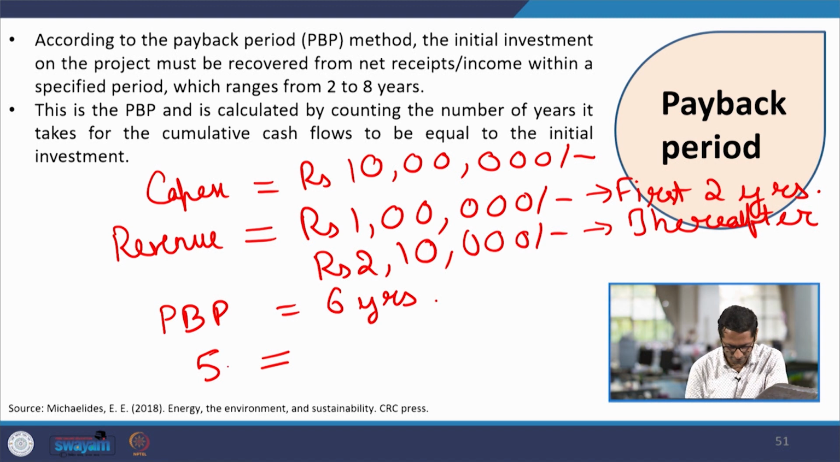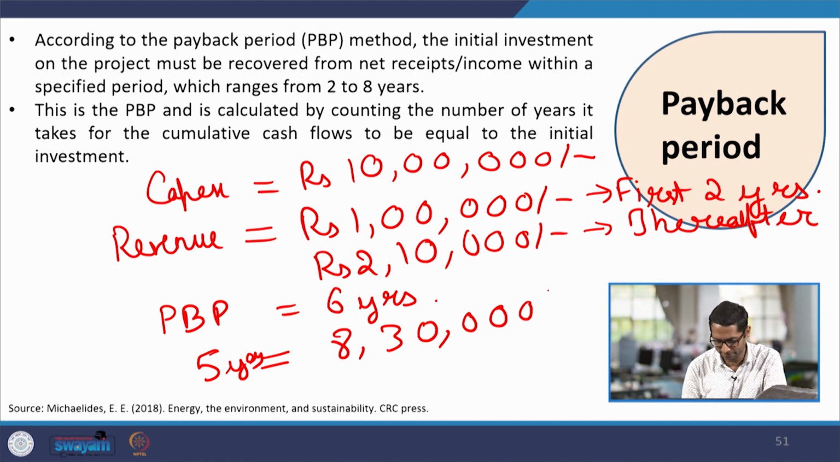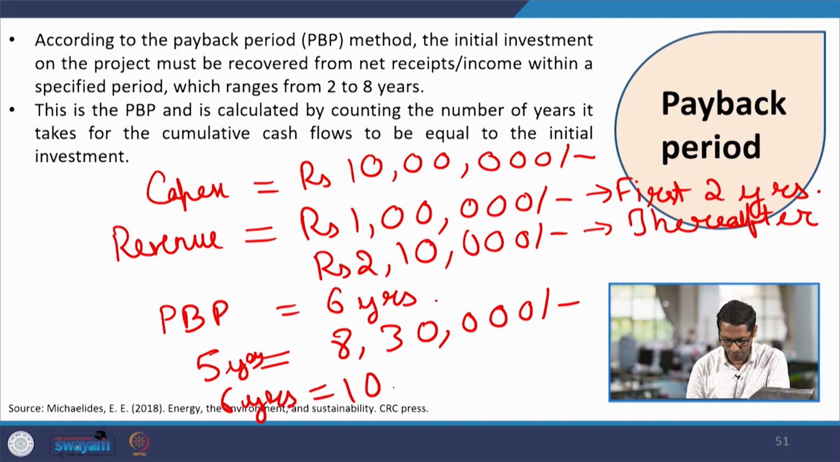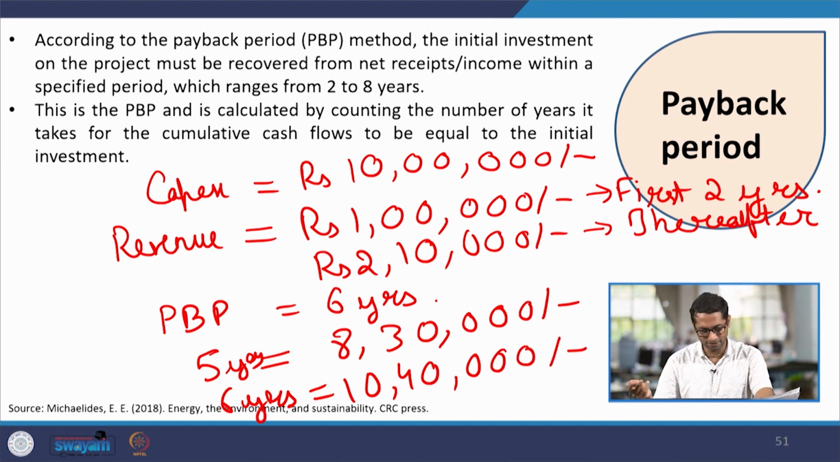So if I talk about 5 years, the total revenue that I have made would be around 8 lakh 30,000, which is less than my initial investment of 10 lakh rupees, whereas at the end of 6 years I would have made almost around 10 lakh 40,000 of revenues, which is again greater than 10 lakhs. So I would assume 6 years to be my payback period.